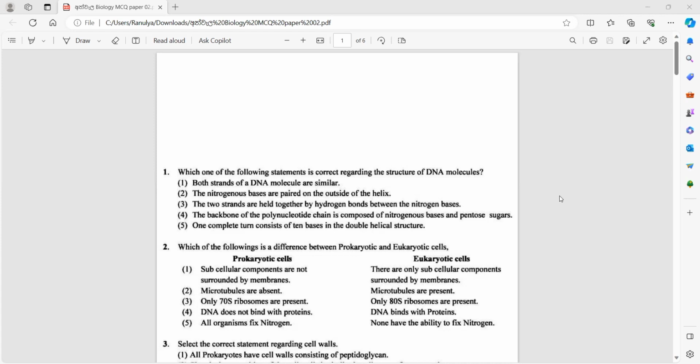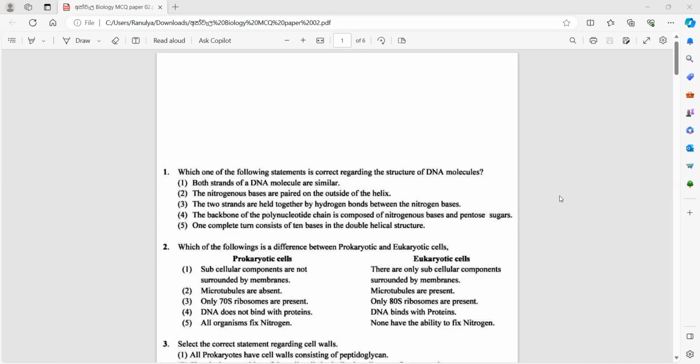Fourth one, the backbone of a polynucleotide chain is composed of nitrogenous bases and pentose sugars. No, the backbone is composed of sugar phosphate units, the pentose sugars and phosphate groups. Fifth one, one complete turn consists of 10 bases in the double helical structure. This is also incorrect because it should be 10 base pairs. So the answer should be the third answer.